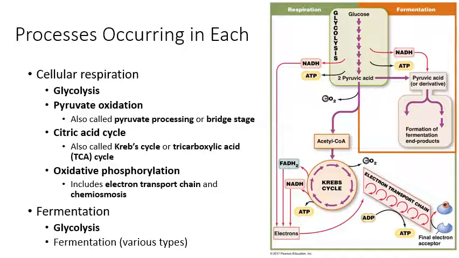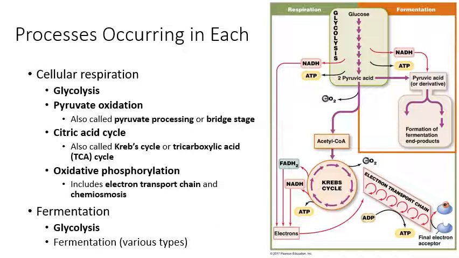For some of your processes in cellular respiration, they have multiple names. Pyruvate oxidation can also be called pyruvate processing, or the bridge stage, or the bridge step. The citric acid cycle can also be called the Krebs cycle, or the tricarboxylic acid cycle. If it's being called the citric acid cycle, then it's abbreviated as CAC. If it's called the tricarboxylic acid cycle, then it's abbreviated as TCA. I like to call it the Krebs cycle because then I can just say Krebs and it's only 1 syllable.